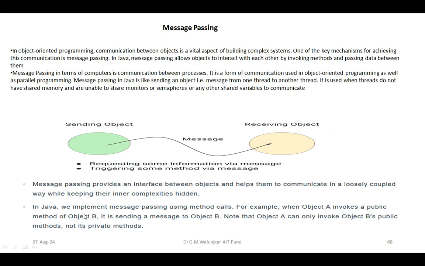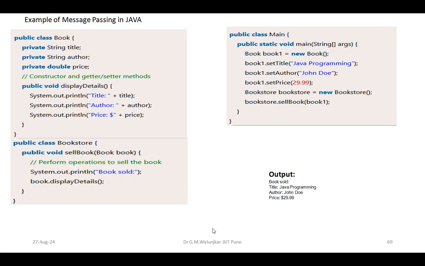With respect to Java, we implement message passing using method calls only. For example, object A invokes a public method of object B. Object A and object B are objects of two different classes, so it is sending a message to object B. Note that object A can only call object B's public methods, not its private methods. That is the rule.